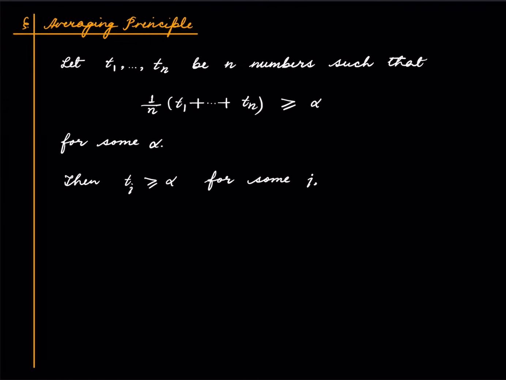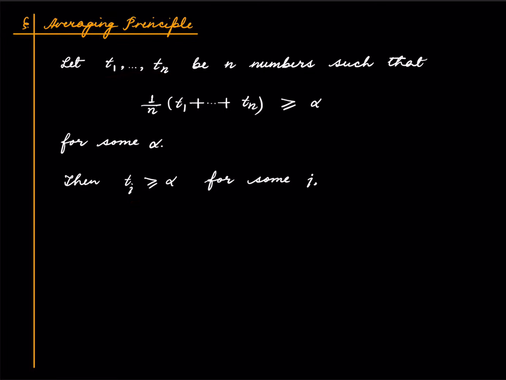And now let me introduce a very simple fact, which I will call the averaging principle. This is like the pigeonhole principle, which is very simple to state and prove, but it can be applied in powerful ways. So suppose we have some real numbers t1 up to tn, and you have a lower bound on their average. Alpha is some other real number, and you know that the average of these n numbers is at least alpha. Then the averaging principle says that there must be some i such that ti is at least alpha. Meaning at least one number among these ti's must be at least alpha.